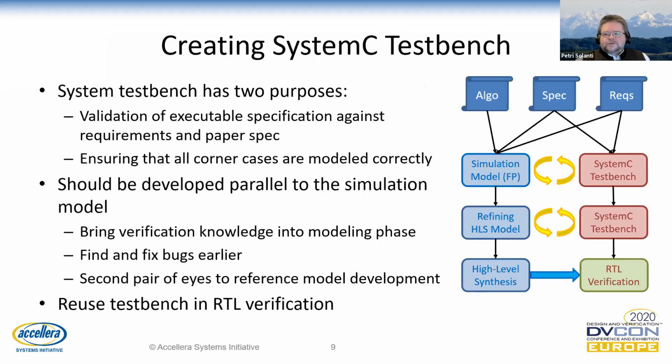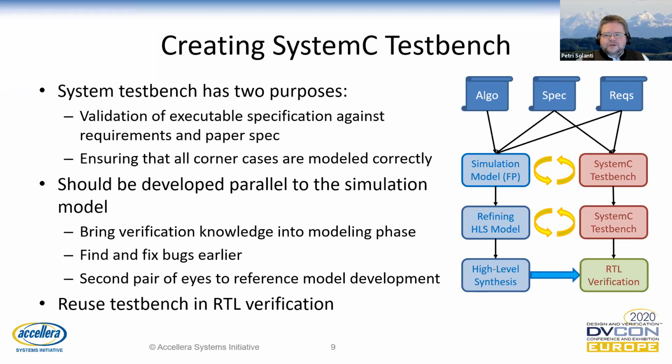A comprehensive test bench is at least as important a part of the design as the DUT itself. The test bench validates the executable specification against the requirements and paper specification and ensures that all corner cases are modeled correctly. Code and functional coverage analysis at System C level gives a good overview of the test bench quality. Because most of the design errors are introduced in the beginning of the design process, the verification should also begin here.